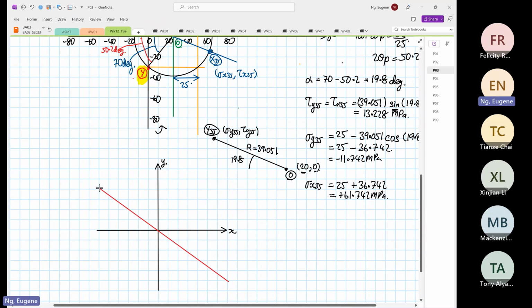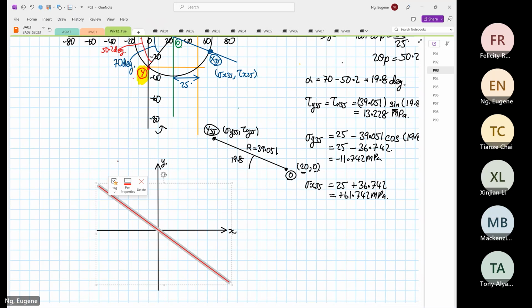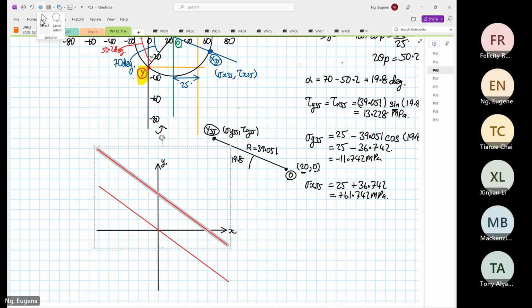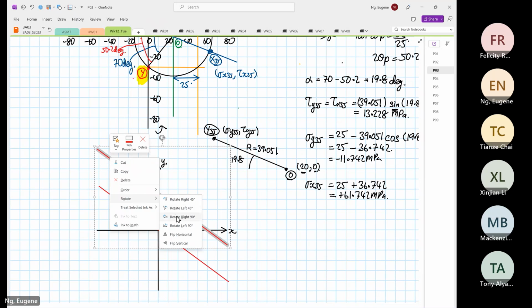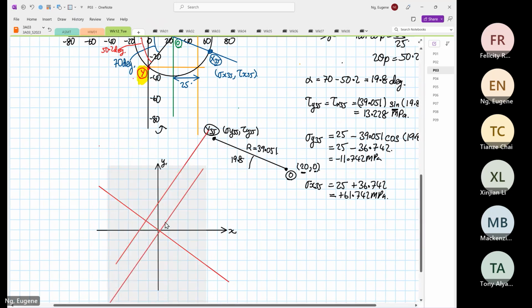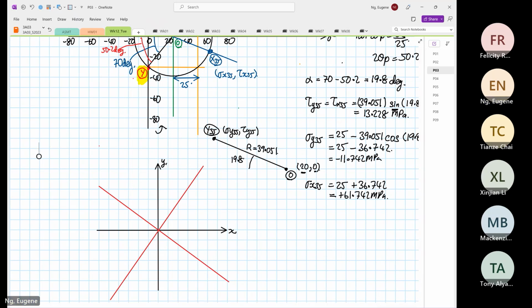Okay, so this is my 35 degrees. And then I'm just going to... okay. So now I'm going to draw the element. And I'm going to draw the element.